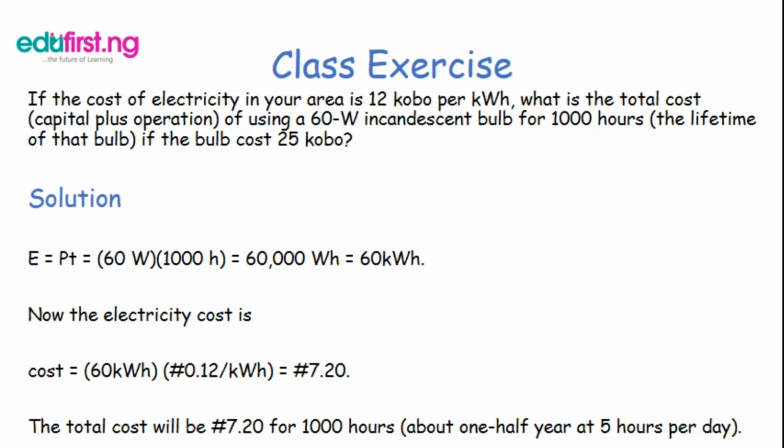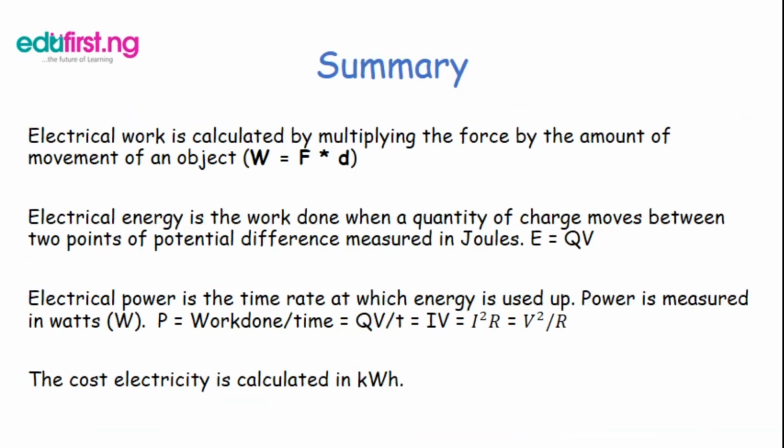If these bulbs are lighting 5 hours per day, it's going to take about 1.5 years to spend 7 naira 20 kobo. Summary. Electrical work is calculated by multiplying the force by the amount of movement of an object, which can be expressed mathematically as W equal to F times D. That is, work done is equal to force times distance.